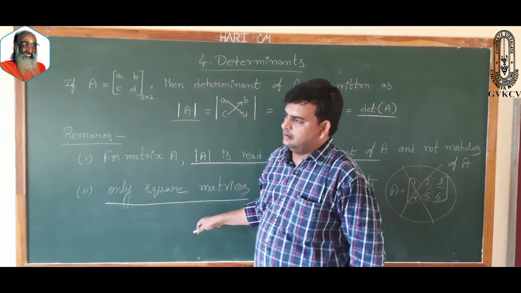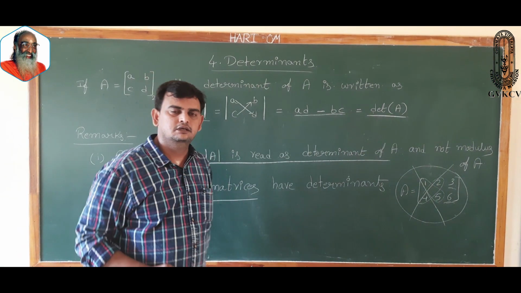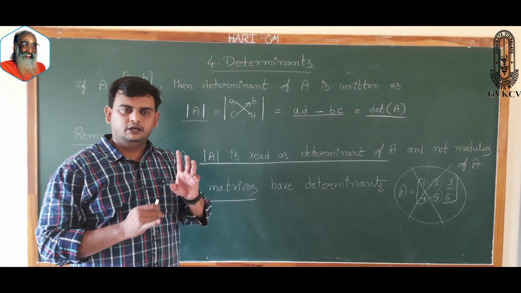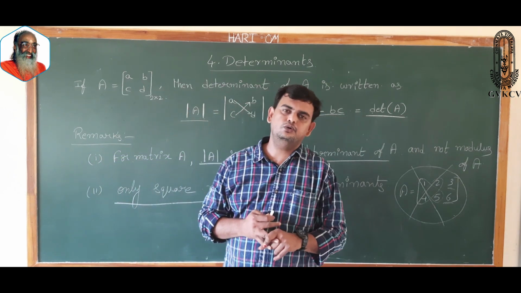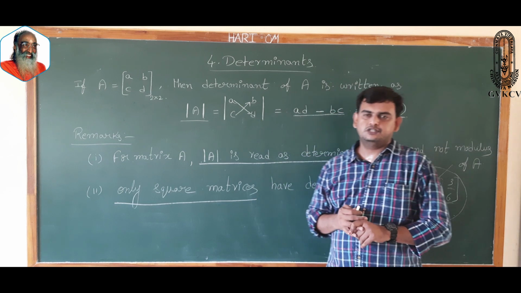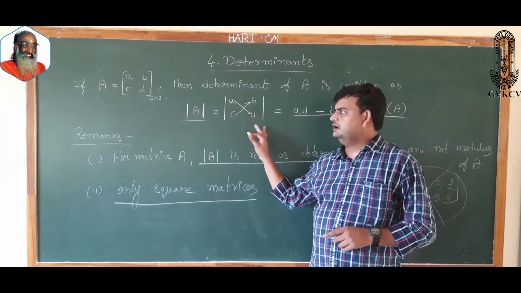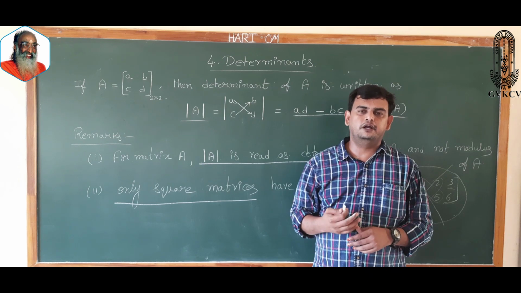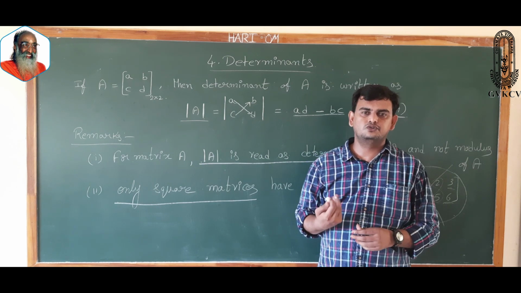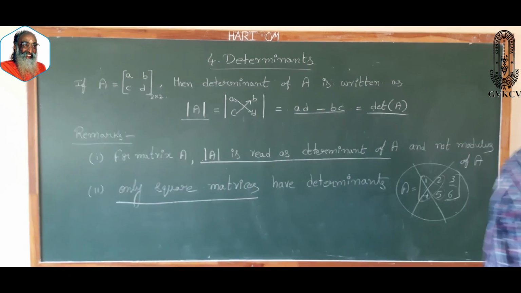Today in our class we are going to discuss how to find the determinant for a 1 by 1 square matrix and a 2 by 2 square matrix. Today we just concentrate on 1 by 1 and 2 by 2 square matrices. Later we will discuss how to find the determinants for a 3 by 3 square matrix.